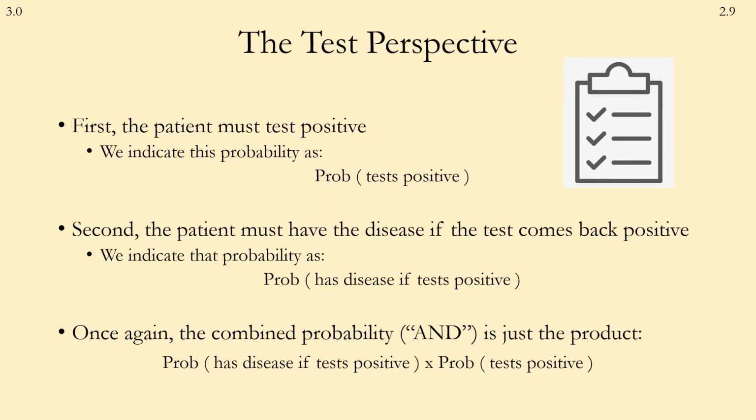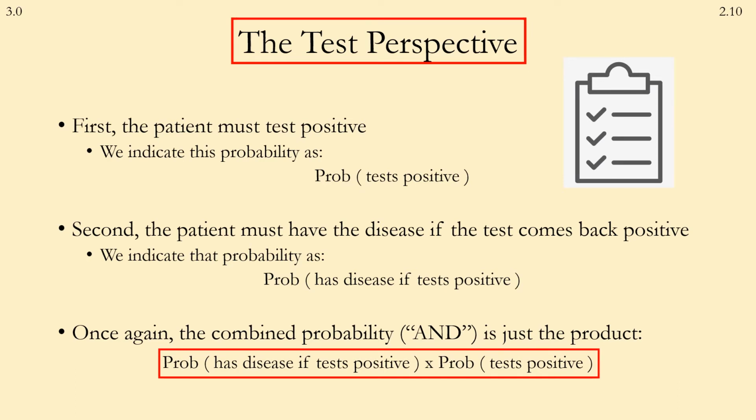Now, let's view what it looks like from the test perspective. First, the person has to test positive, and we indicate that here, probability tests positive. And then the patient must have the disease if the test comes back positive. And we indicate that by probability has disease if tests positive. And once again, using the same logic, the combined probability, the AND, is just the product of those two probabilities. So here's our multiplication sign, and here are the two probabilities that have to be multiplied together. We'll put a red box around that.